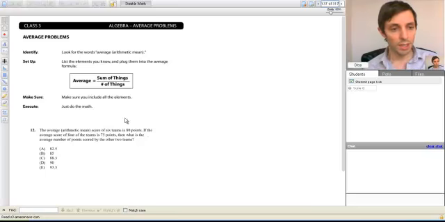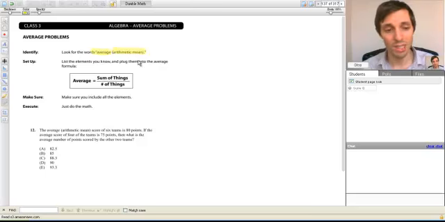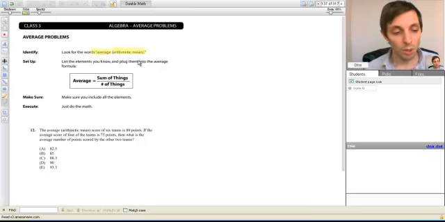So here is an average problem. Well, how do you identify average problems? Look for the words average and arithmetic mean. They'll always put arithmetic mean in parentheses to clarify that they mean what we think they mean by average. So number 12, the average arithmetic mean score of 6 teams is 80 points. If the average score of 4 of the teams is 75 points, then what is the average number of points scored by the other 2 teams?